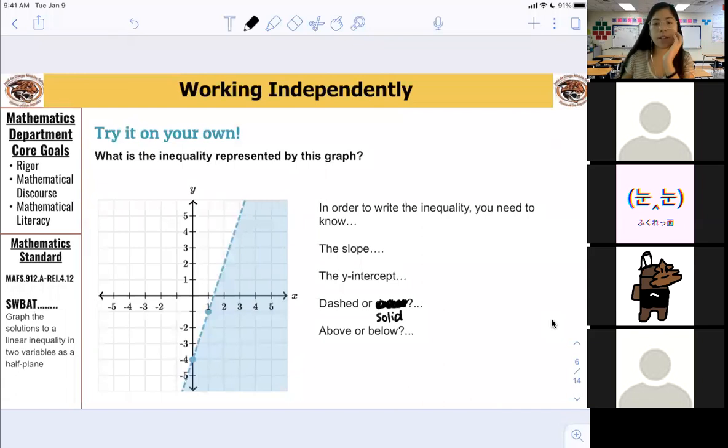Good, I'm seeing some correct answers in the chat. Once you have all the information you need, see if you can actually write the inequality.